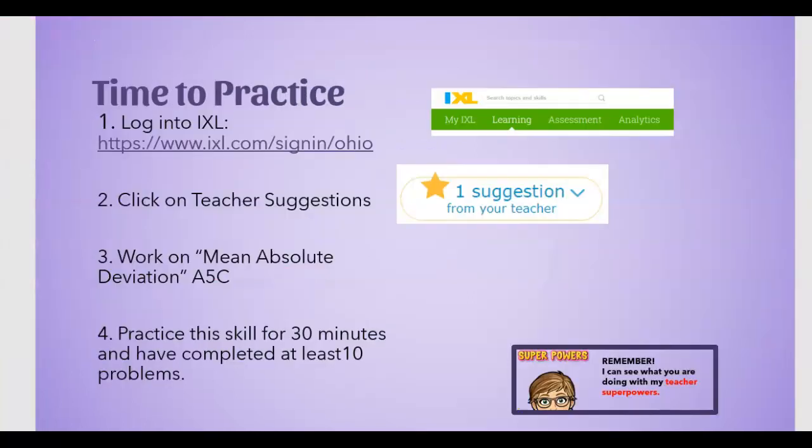So you're going to practice these skills. Again, you have an IXL assignment, mean absolute deviation. The quick find number is A5C. And I want you to spend your total 30 minutes on this. This is how much time you need to spend every day on working in IXL.